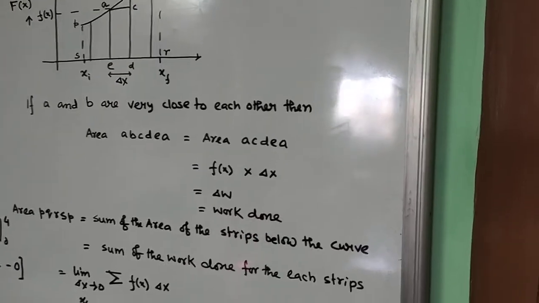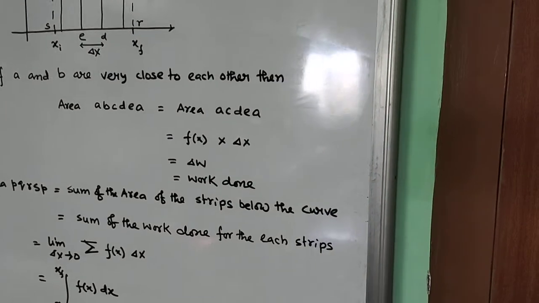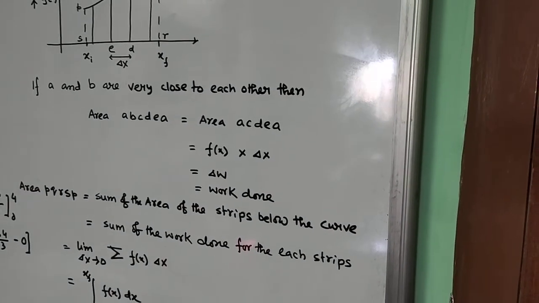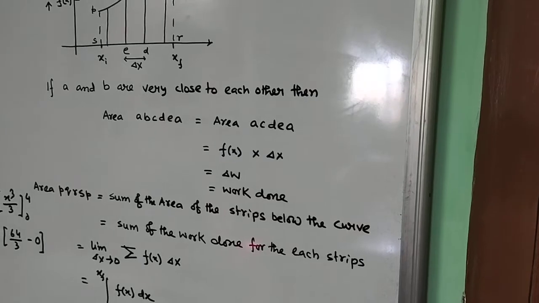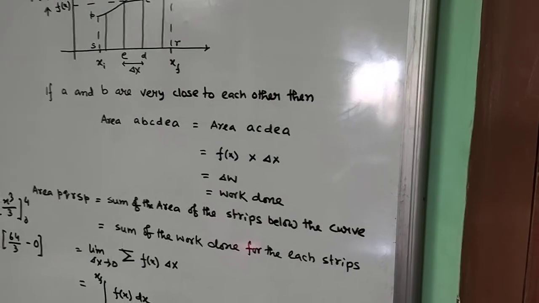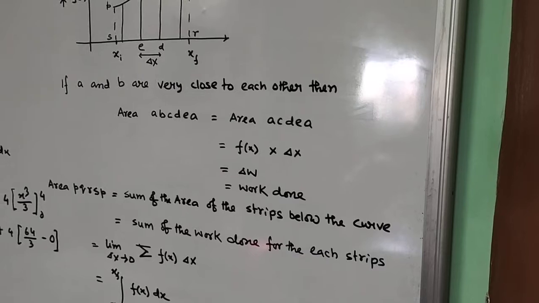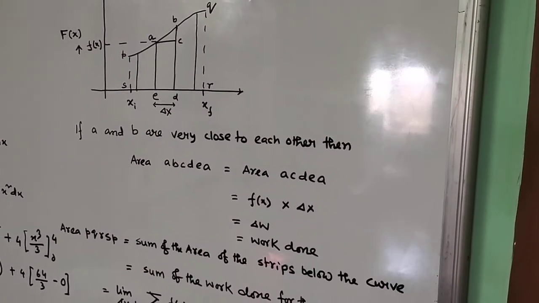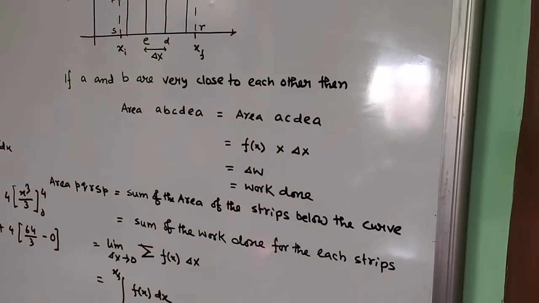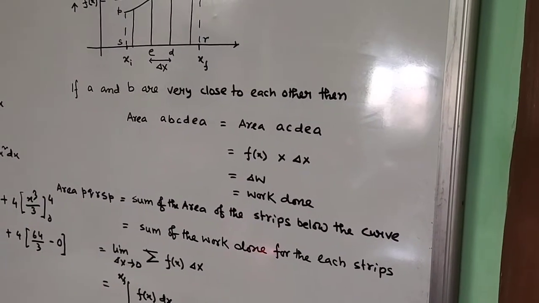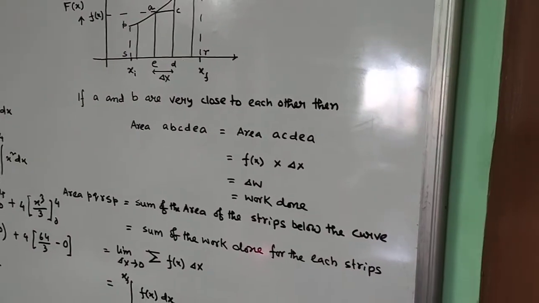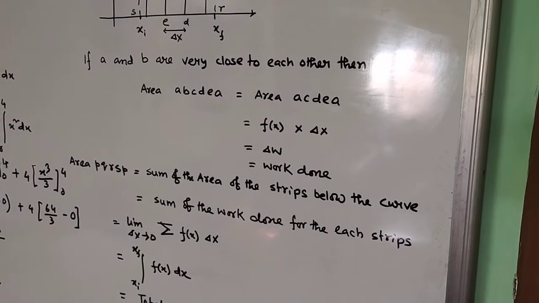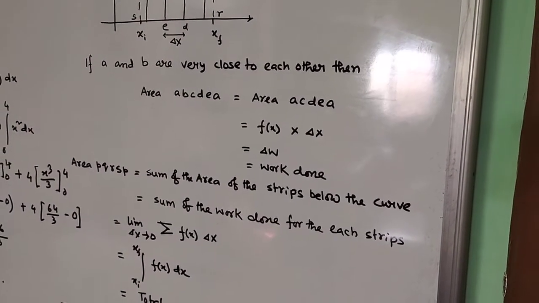which is the sum of the work done for each strip. The area of each strip is nothing but the work done. So you have to find the sum of the area, and that is nothing but your integration. If A and B are very close to each other, it means delta x tends to 0. That's why we have given limit delta x tends to 0, and with the sigma notation we have given f(x) delta x.